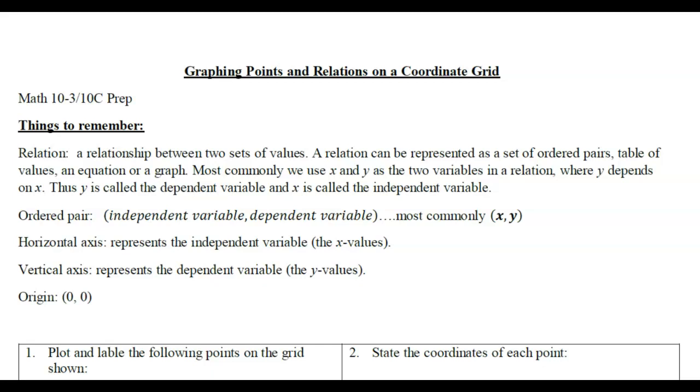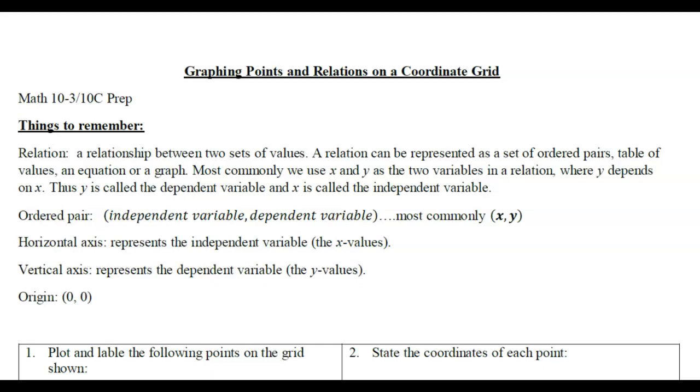Sometimes in different applications, maybe it's number of tickets and the cost. Well, cost depends on how many tickets you buy. So tickets is independent, cost is dependent. So it doesn't have to be x and y, but x and y is sort of our default variables.